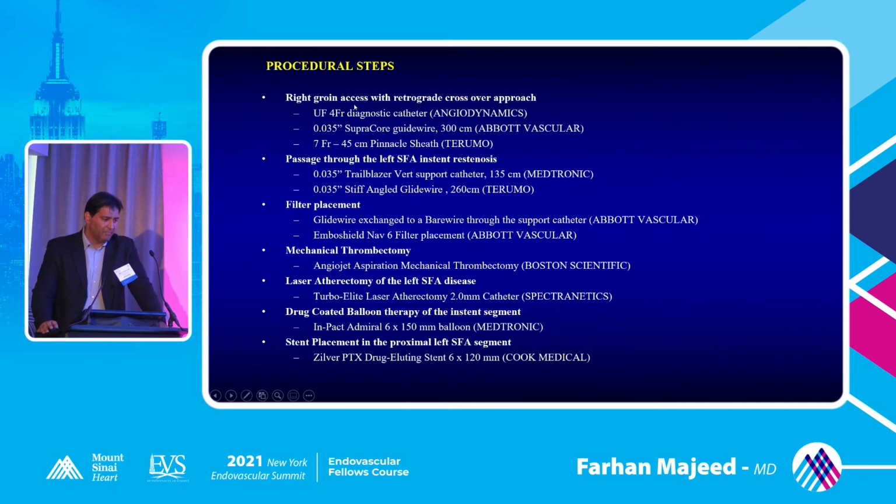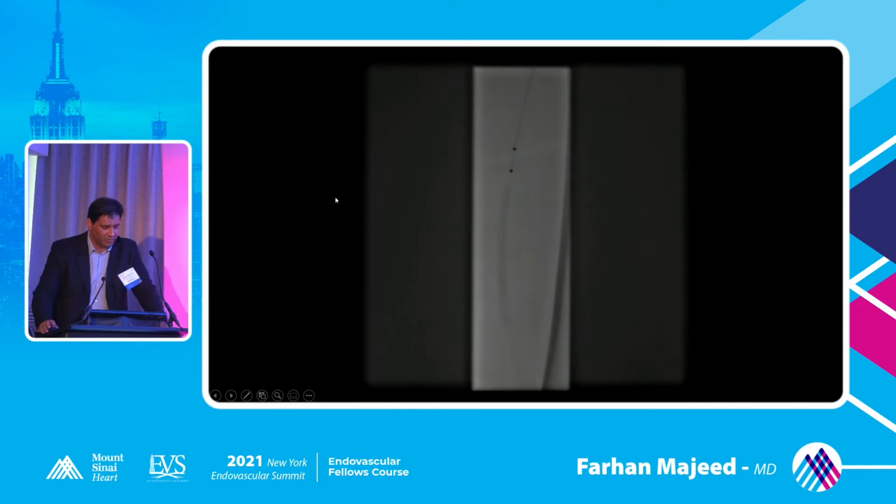So, groin access, again, crossing catheters. We actually used a glide wire with an 035 system. Filter, again, we did use filter because there is obviously concern for thrombus that you just heard from Raman. Mechanical thrombectomy is what we talked about, followed by laser. And then our plan was drug-coated balloon therapy, and then possible stenting of the proximal segment. So let's go through this.